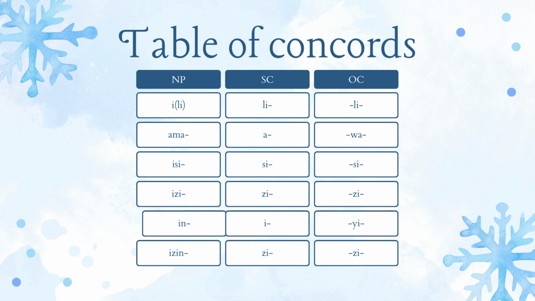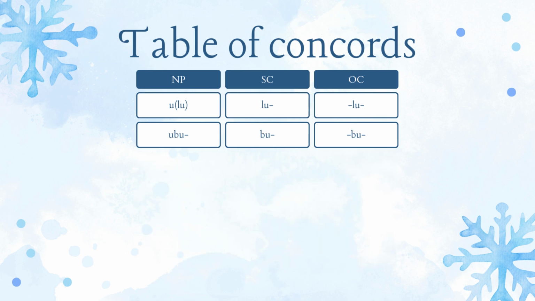I hope we understand. Ngithemba ukuthi siyayiqondisisa lento ebhalwe lana. U or ulu has a lu as a subject concord and a lu as an object concord. Ubu has a bu as a subject concord and bu as an object concord.